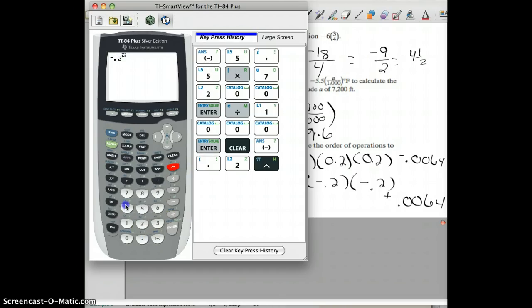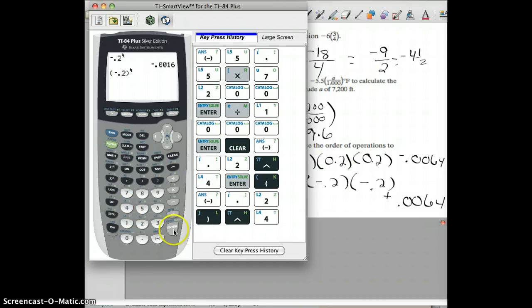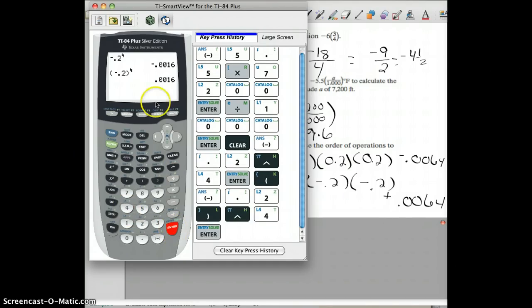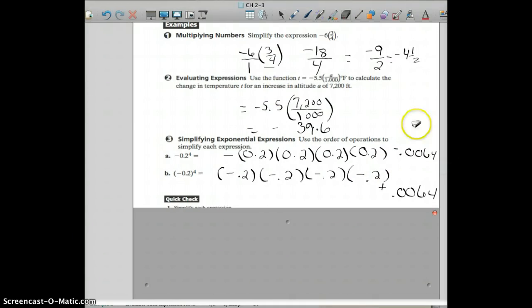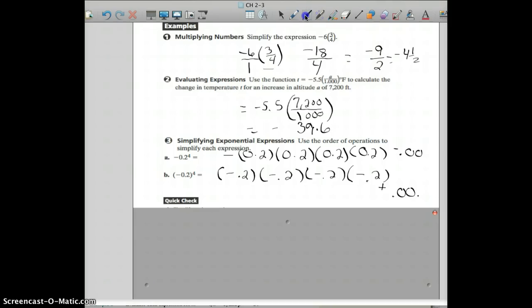So here we have example A, which leaves us with a negative 0.0016. I'm sorry, I put 64 there. And then if we do parenthesis negative 0.2, close parenthesis to the 4th, that's going to leave us with a positive. I apologize for that multiplication error. Both of these should be 16 and not 64. But hey, we all make mistakes, right? It's important when you find them to make sure you correct them. So if you were following along, go back through. 2 times 2 times 2 times 2 is 16, not 64.